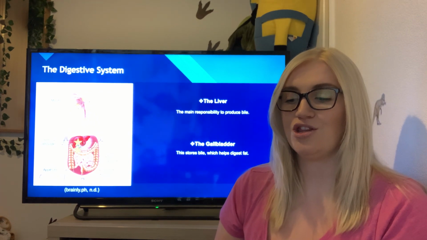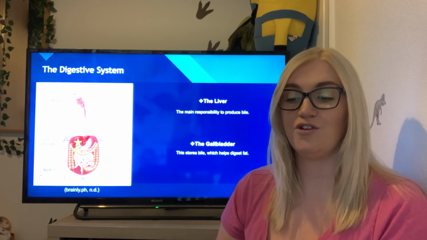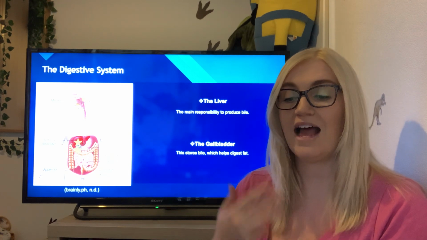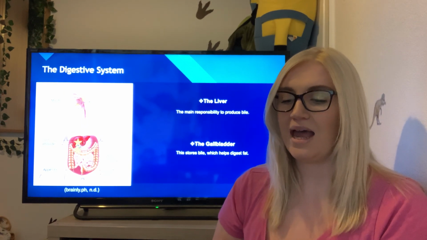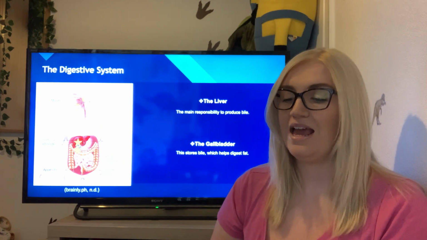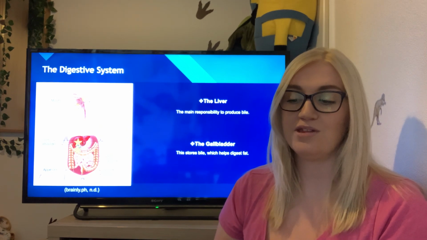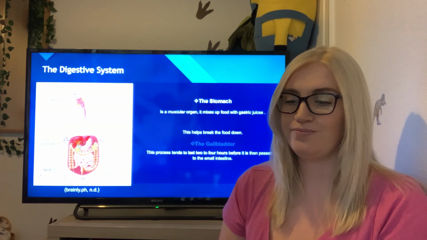The liver is located on the right of the diaphragm. Its main responsibility is to produce bile. Bile is a fluid which contains water, cholesterol, salts and the pigment bilirubin. Its colour is a yellowy green. Bile exits the liver through the bile ducts, which is then transferred to the gallbladder and stored. In the gallbladder, the bile helps digest fat. The gallbladder is a pear-shaped sac that is connected to the liver.